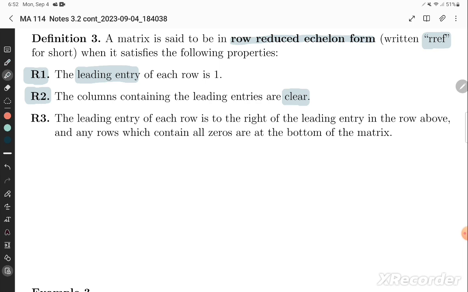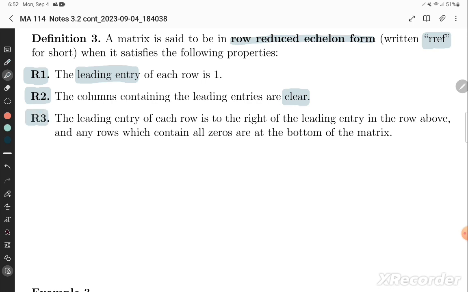So that means if I look at the rows, then the leading entry for that row, when I find the first non-zero entry of that row, it needs to be a 1. And then if I take the column that leading entry is in, that column needs to be clear.